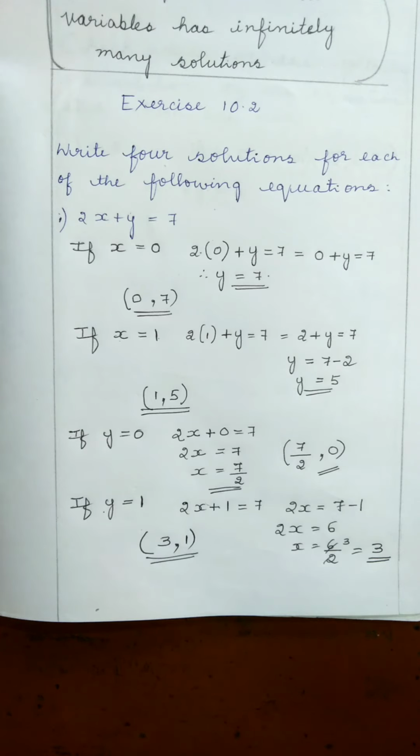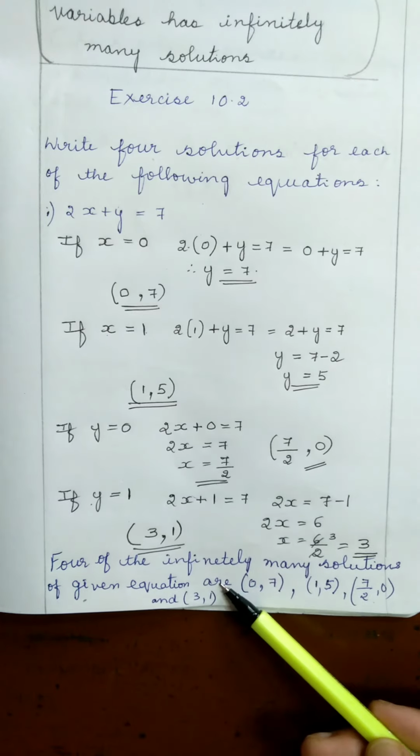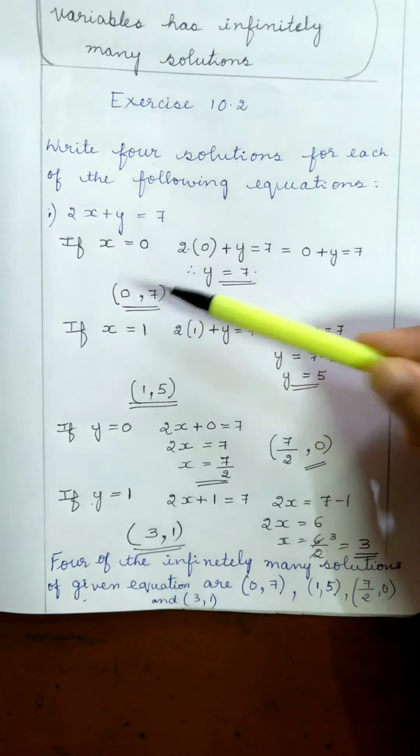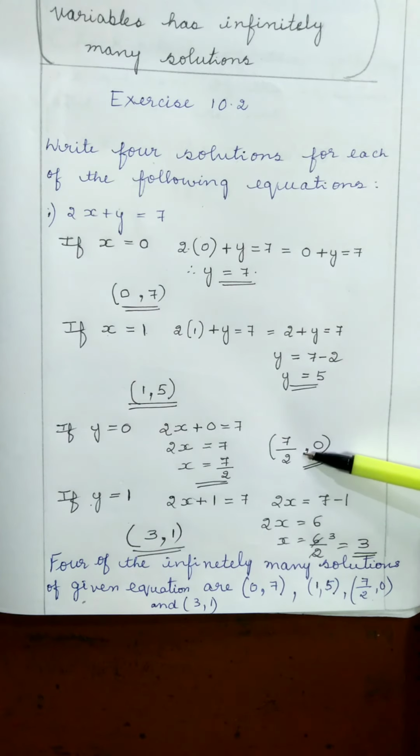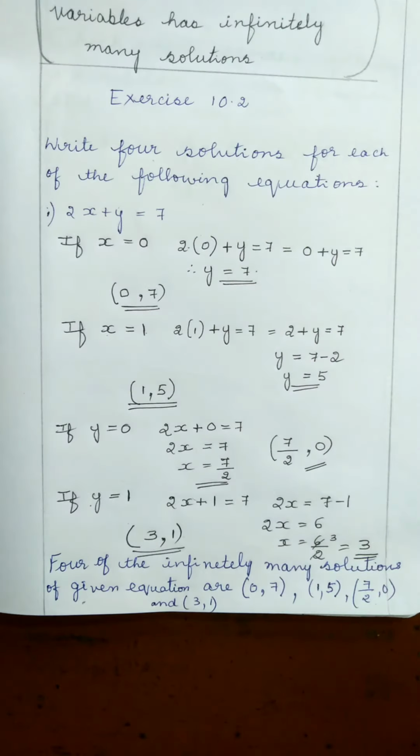Not only 4 solutions, if you apply more values for x and y, you will get many solutions. That many solutions is infinitely many solutions. But in the given problem, they had asked to find out only 4 solutions to the given equation. Therefore, the answer is: 4 of the infinitely many solutions of the given equation are (0, 7), (1, 5), (7 by 2, 0) and (3, 1), the 4 solutions to the equation 2x + y = 7.